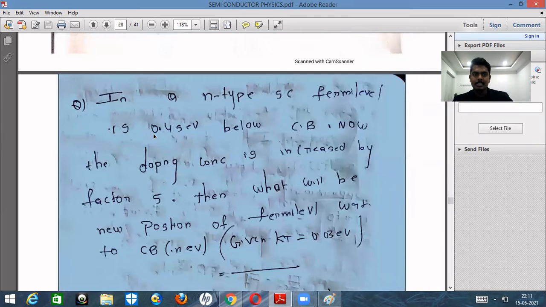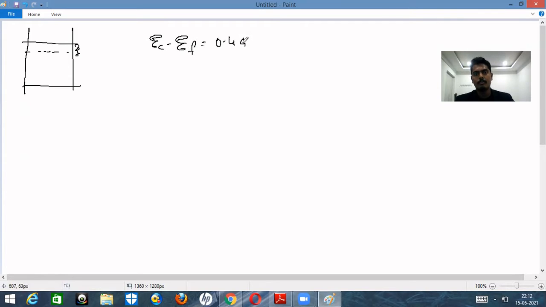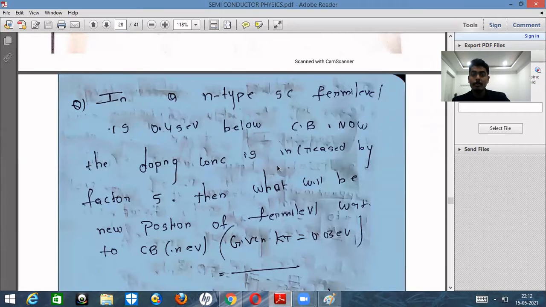Okay, in an n-type semiconductor, the Fermi level is 0.45 electron volts below the conduction band. Same question. So again they have given an n-type semiconductor, and the Fermi level is somewhere over here. The difference between these two, EC minus EF, is equal to 0.45 electron volts, obviously. Now the doping concentration is increased by a factor. The temperature is not increased, the temperature is kept constant, but the doping concentration, that is ND, is increased by a factor of 5. Then what will be the new position of the Fermi level with respect to the conduction band?